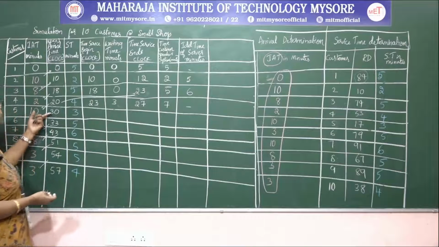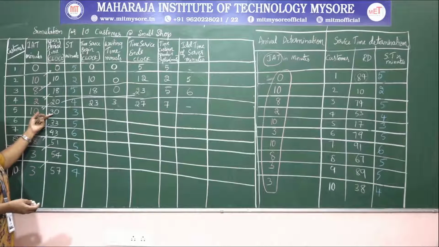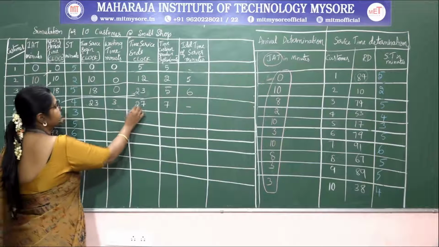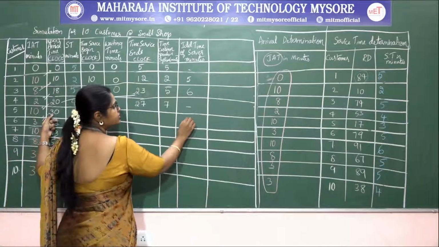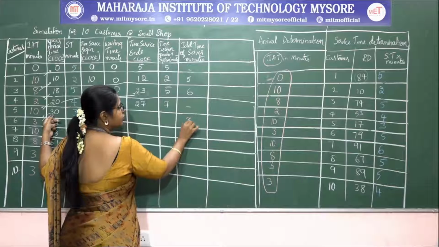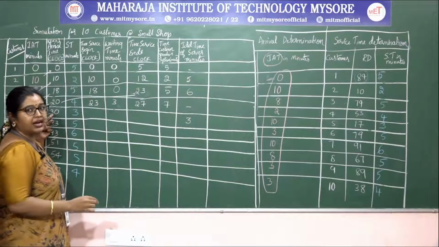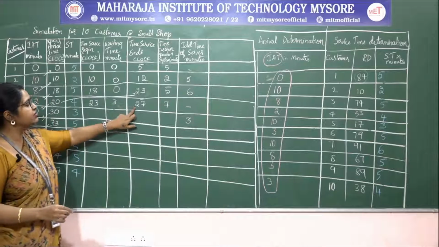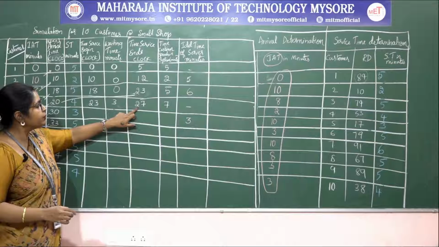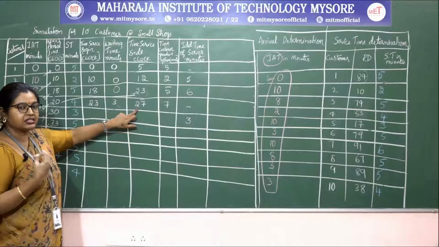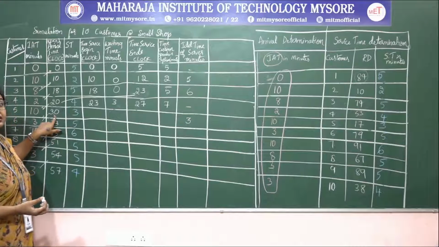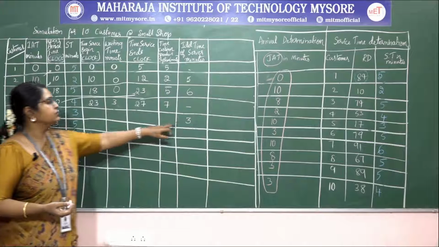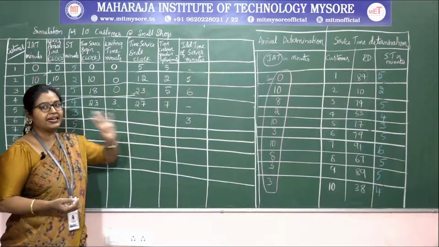Next, the fifth customer is arriving at the 30th minute. The previous customer has completed by the 27th minute itself. So what is the server idle time then? For 3 minutes the server will be idle. Why? Because at the 27th minute the previous customer completed his work and the next customer is going to arrive at the 30th minute. Therefore, 3 minutes the server will be idle.